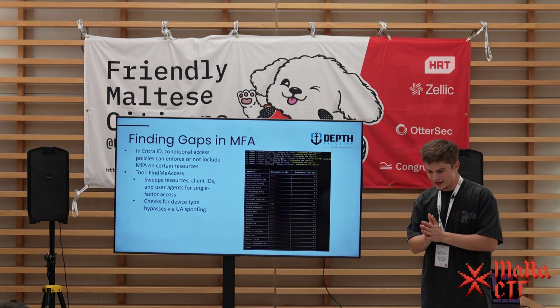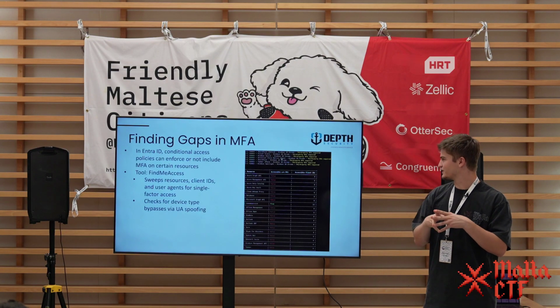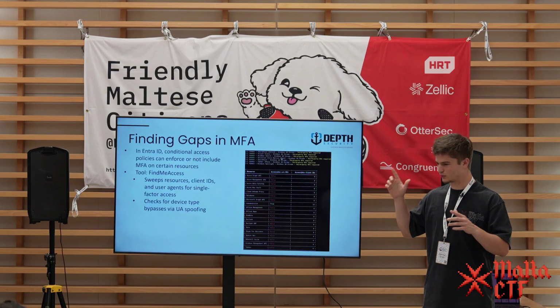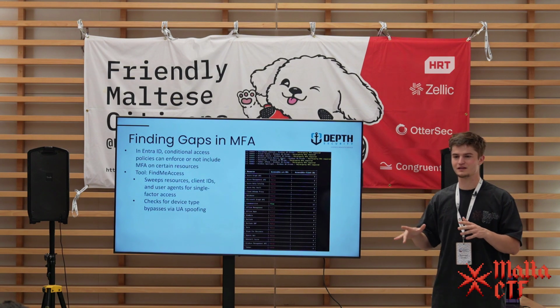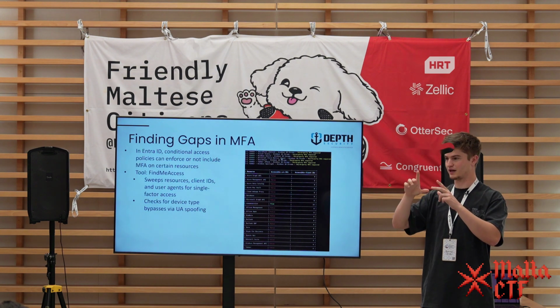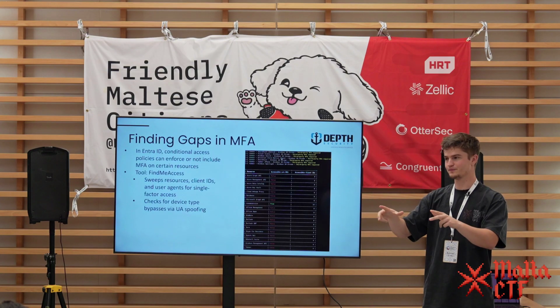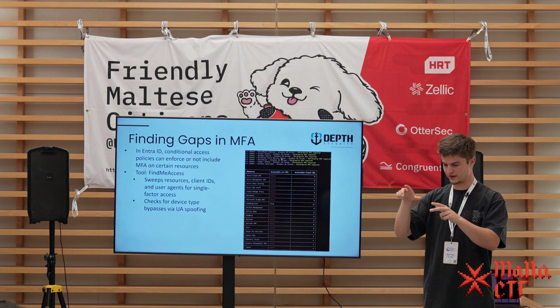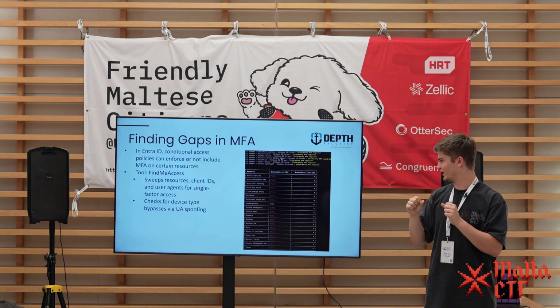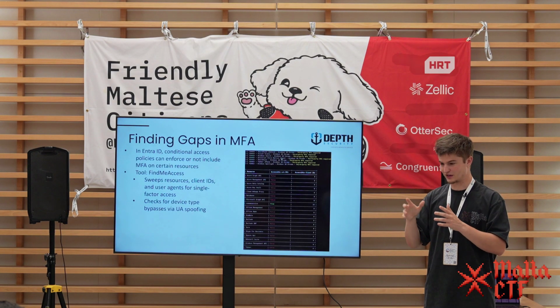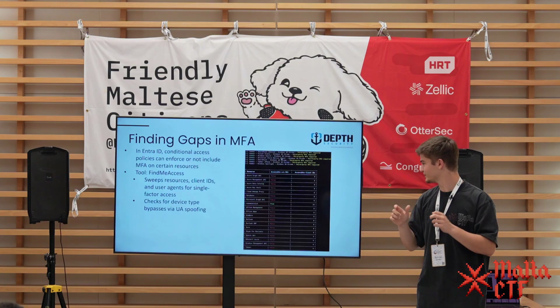So in Entra ID, we have these lovely things called conditional access policies. I will show you one later, but one of the most common things you can do with them is either whitelist certain resources to require multi-factor authentication, or you can do the inverse and only a few resources will require it.